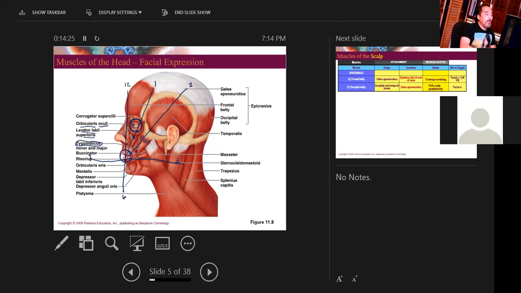So we call the muscle zygomaticus. That means that muscle actually came from the zygomatic bone. So this is the zygomatic bone. The muscle originates from the zygomatic bone and inserts into the lips. And that's the reason why they call it a zygomaticus.